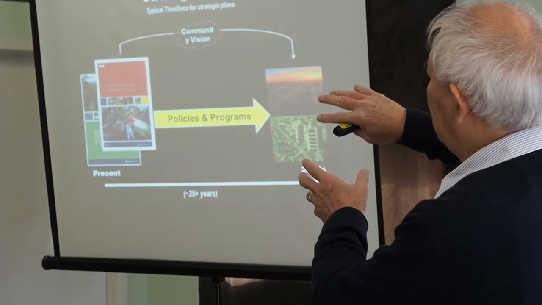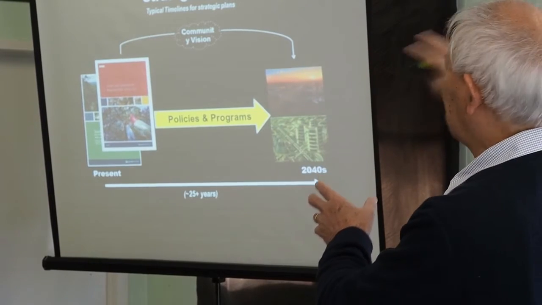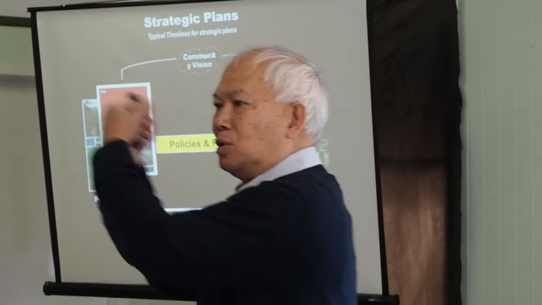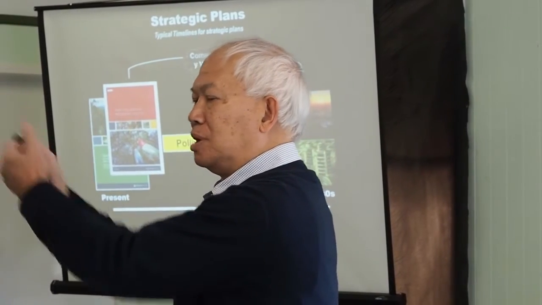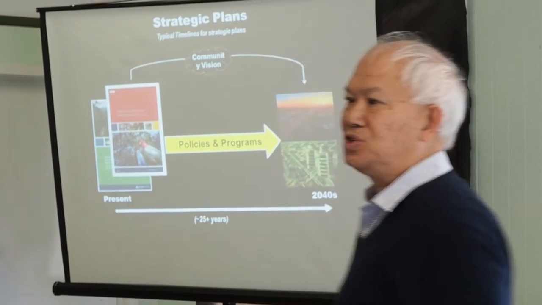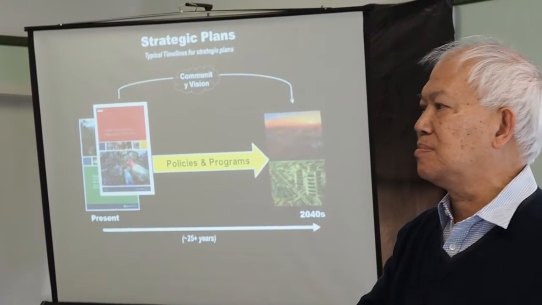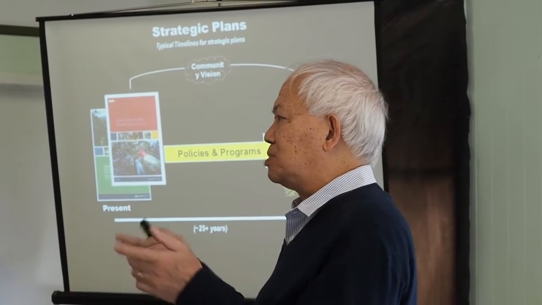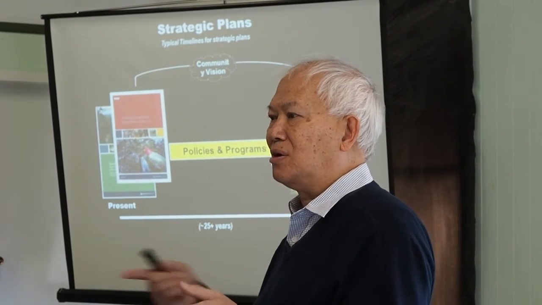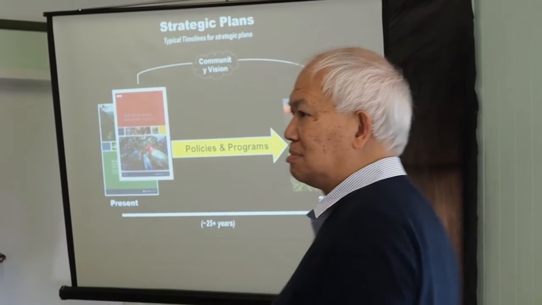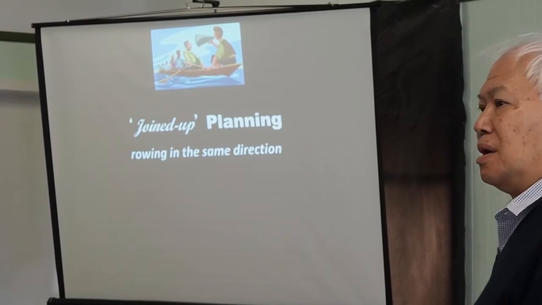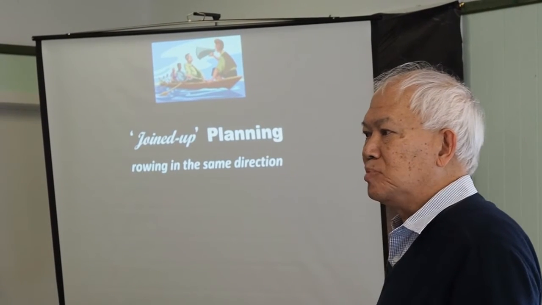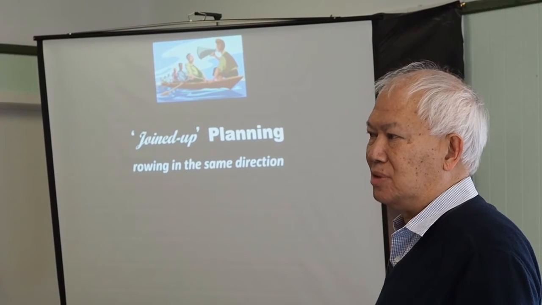So you take community visions and you project them into the future, and you direct all your policies, you direct all your programs that you're funding through your budgets towards that community vision. It's what keeps it on track. Ask yourself the question, the developments that you're now surprised by, were they part of a community vision? Rest my case. The other approach to planning is what I call joined up planning. In other words, let's all row in the same direction.